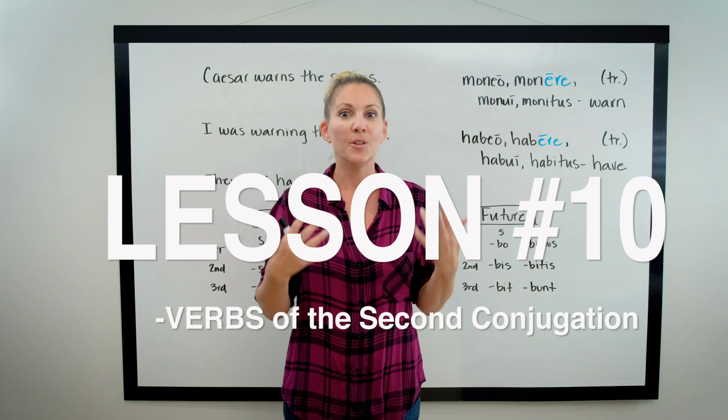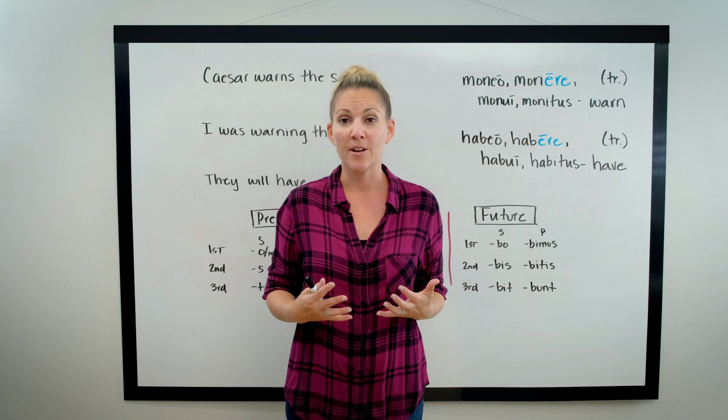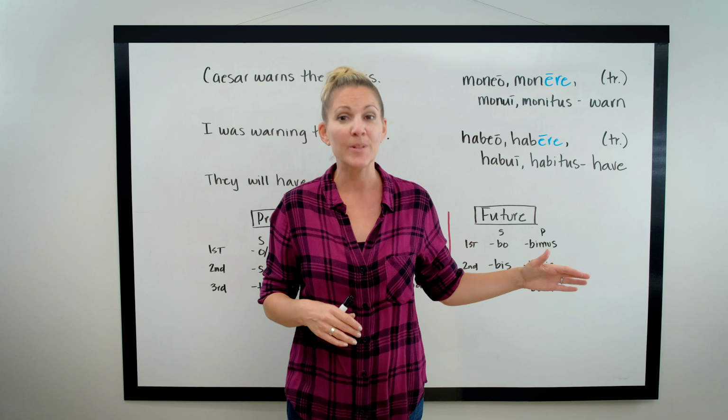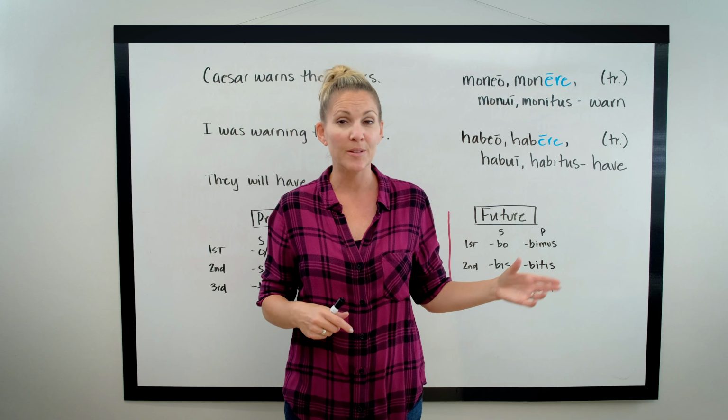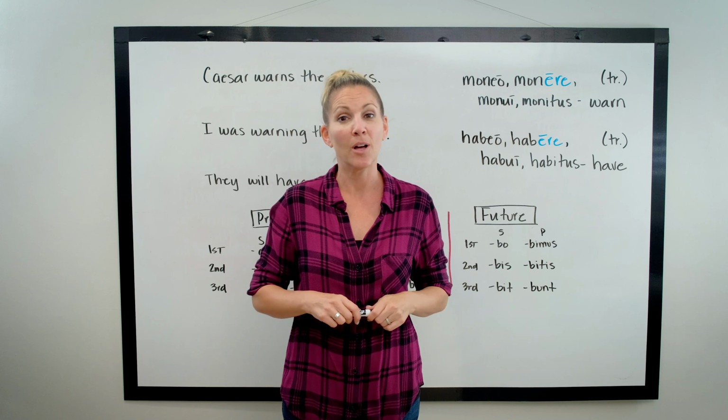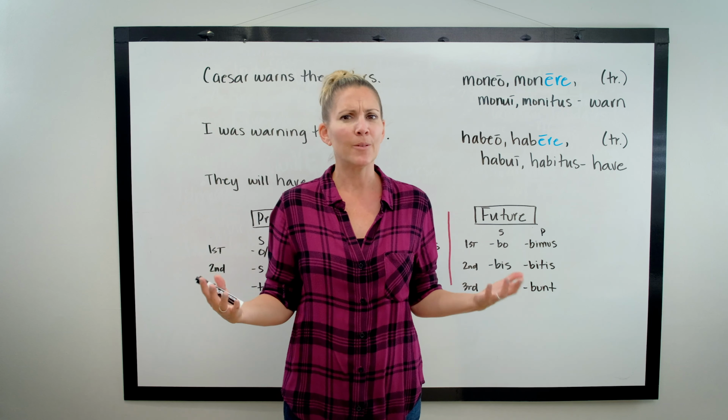Verbs belong to families called conjugations. In the last lesson, we talked about verbs that belong to the first conjugation. This lesson, we're talking about verbs that belong to the second conjugation. How do we tell the difference?